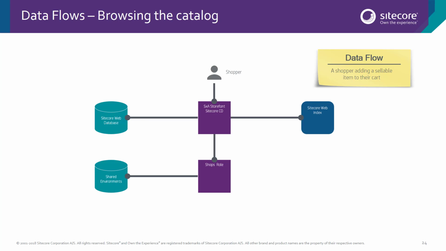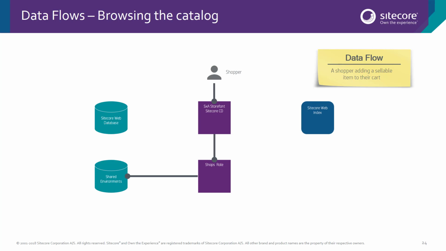The shops role retrieves the sellable item entity from the catalog entities table in the shared environments database, and the found product is returned back to the storefront. The user then clicks on the Add to Cart button, and this executes a controller action, again that calls through to the shops role. The shops engine instance retrieves the cart from the commerce entities table in the shared environments database, and retrieves the sellable item once more from the catalog entities table, again in the shared environments database.